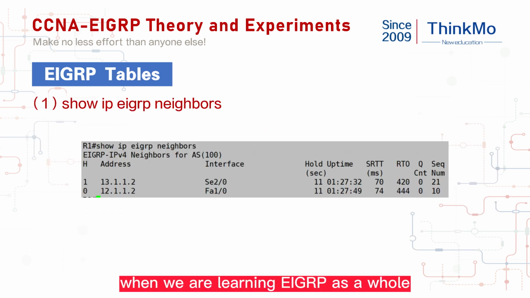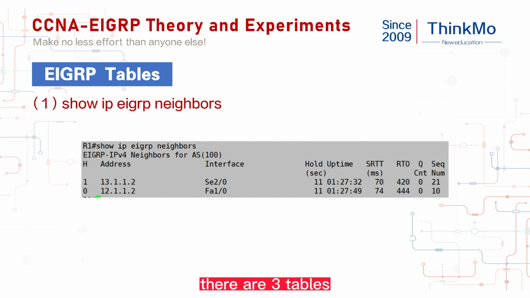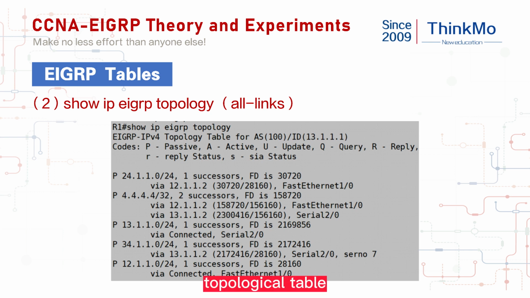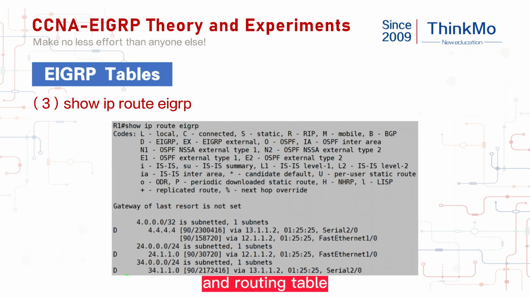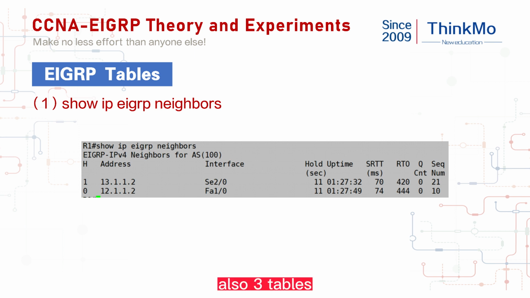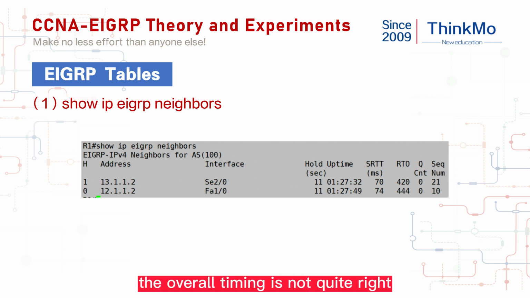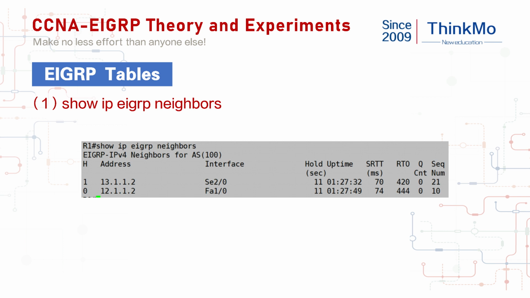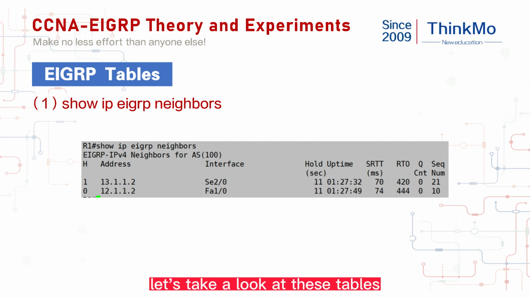When we are learning EIGRP as a whole, there are 3 tables. Look. Neighbor table, topology table, and routing table. When we learn OSPF in the next class, also 3 tables. Neighbor table, topology table, routing table. Both of them are the same in this case. The overall timing is not quite right. So whether it is technology or market, timing and opportunity really matter. Okay. Let's take a look at these tables.